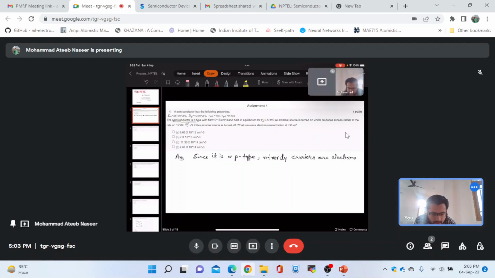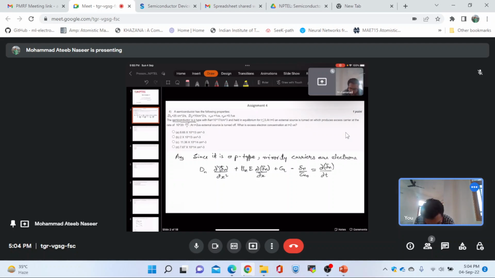So let me write down the continuity equation, which is Dn d square delta n by dx square, plus mu n, the mobility of electrons, times the electric field times d delta n by dx, plus the generation rate minus the recombination rate, and this should be equal to the time derivative of this excess concentration.